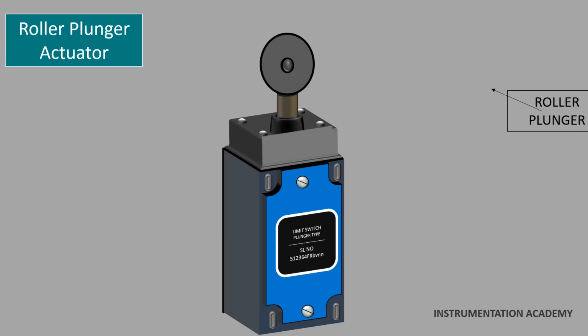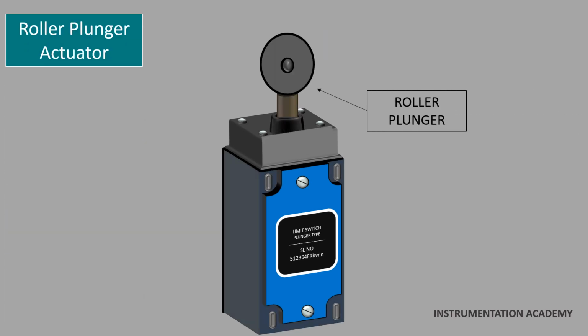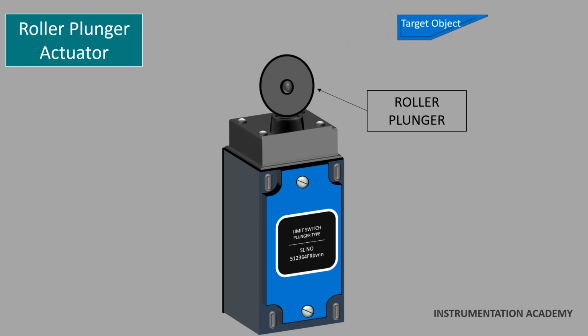Roller plunger. When a plunger switch is needed, but the force will not be applied directly at a 90-degree angle, a roller plunger can be used. The roller converts some of the non-perpendicular force into perpendicular force that can actuate the plunger.